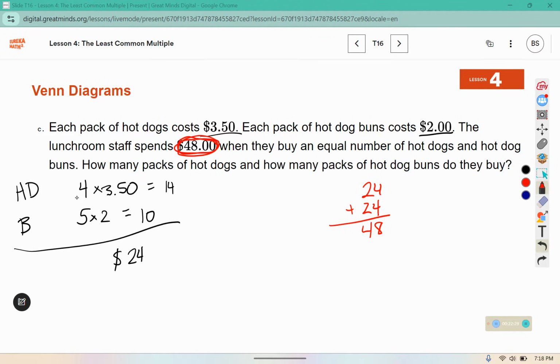So that means instead of 4 packs of hot dogs, they would need to purchase 8 because they're doing this twice. So 8 packs of the hot dogs. And instead of 5, they need 10 packs of buns. So instead of 40 hot dogs, they're going to get 80 of each.